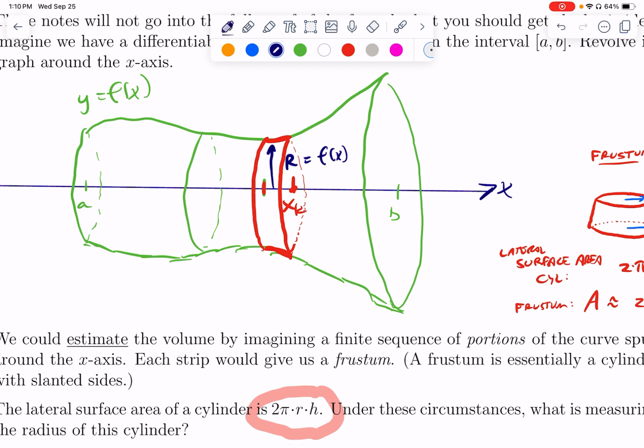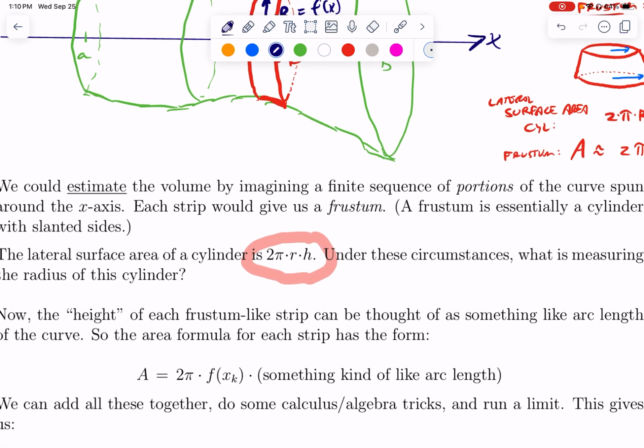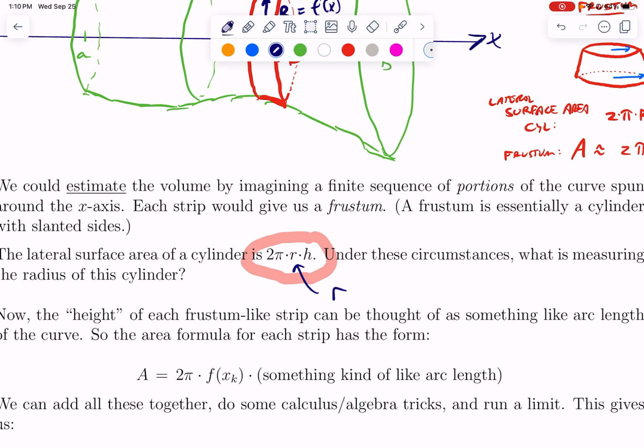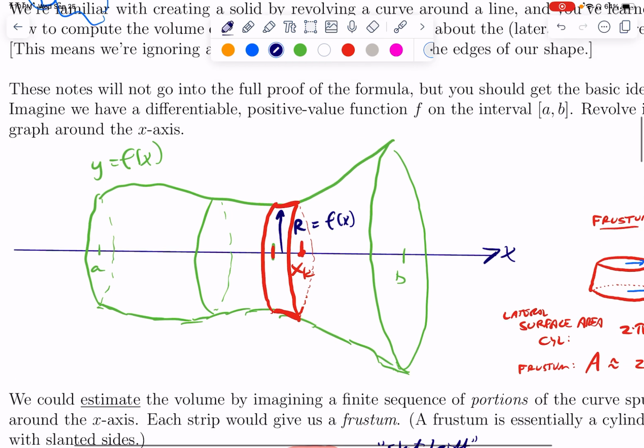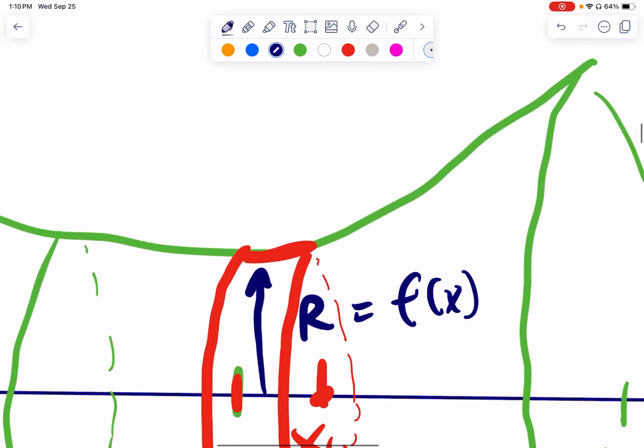This is kind of similar to when we did the disk method, right? The height of the function very often represented the radius of the disk. So the radius is basically f of x, maybe f of x_k if we're imagining breaking this up. And then the height, again, is some kind of slant height. Going back to the diagram, the height is actually this thing here.